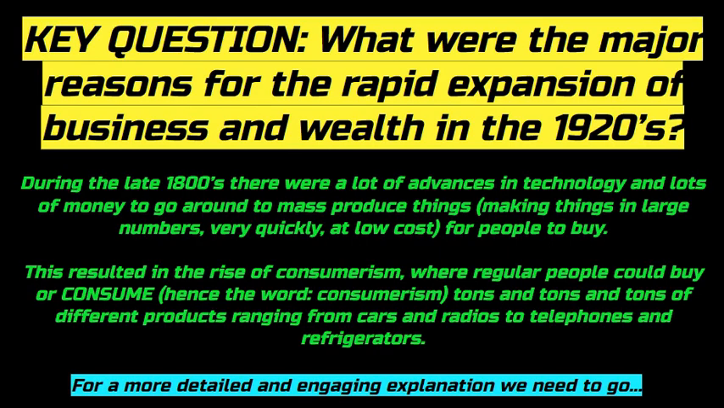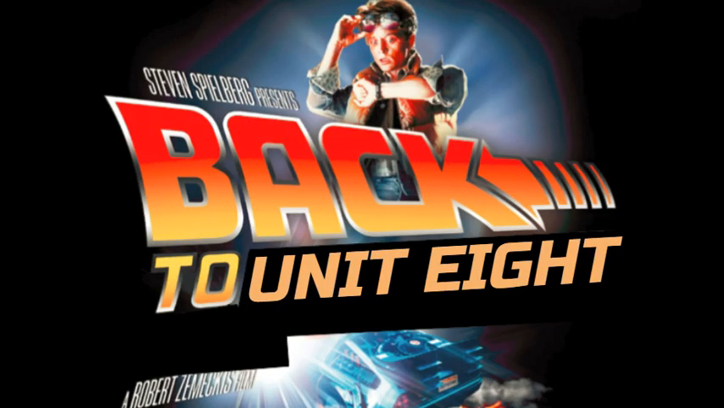So Unit 8, the Roaring Twenties. What were the major reasons for the rapid expansion of business and wealth in the 1920s? Well, during the late 1800s, there were a lot of advances in technology and lots of money to go around to mass-produce things, making things in large numbers very quickly and at a low cost for people to buy. This resulted in the rise of consumerism, where regular people could buy or consume, hence the word consumerism, tons and tons of different products, ranging from cars and radios to telephones and refrigerators. For a more detailed and engaging explanation, we need to go back to Unit 8.